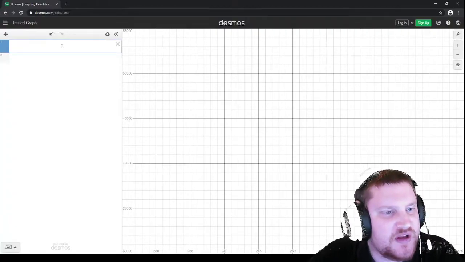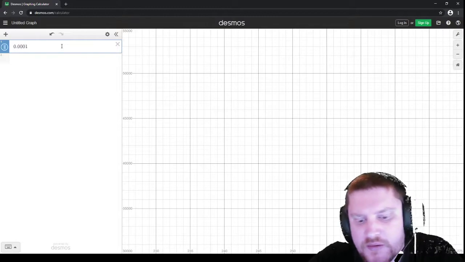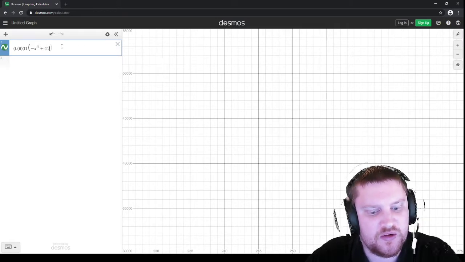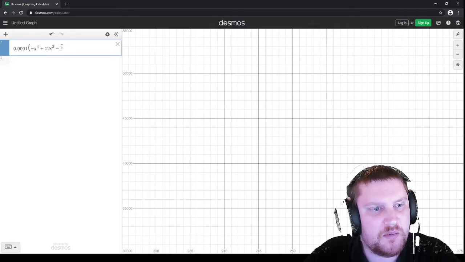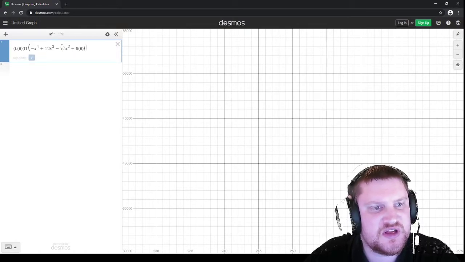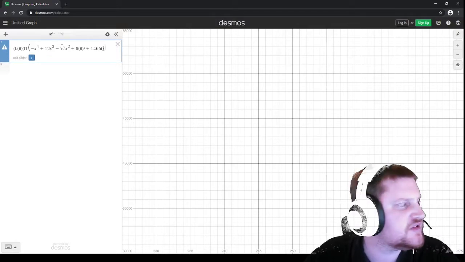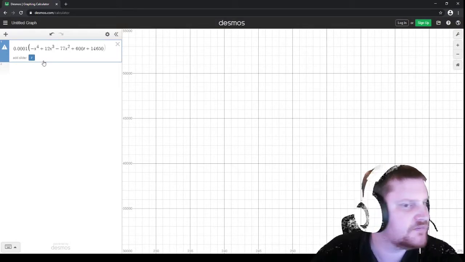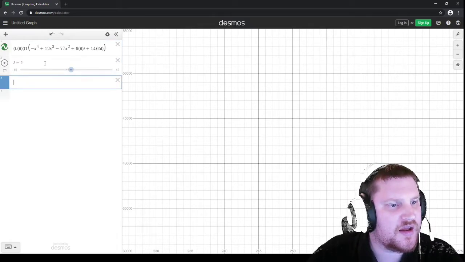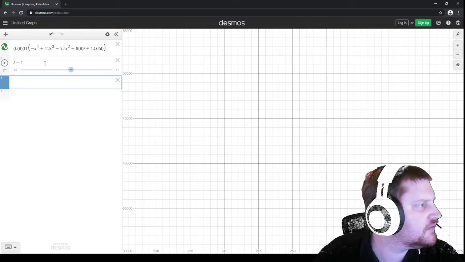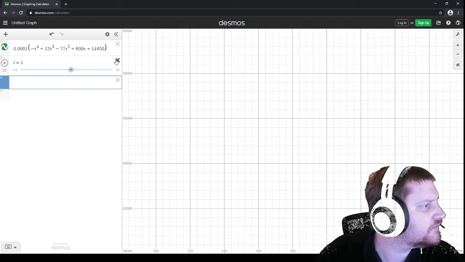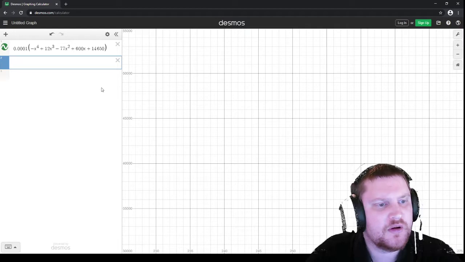So the first one is 0.0001 times negative x raised to the fourth power plus 12x raised to the third power minus 77x squared plus 600x plus 14,650. And then our second one, oh, I put t there. I've been using x.